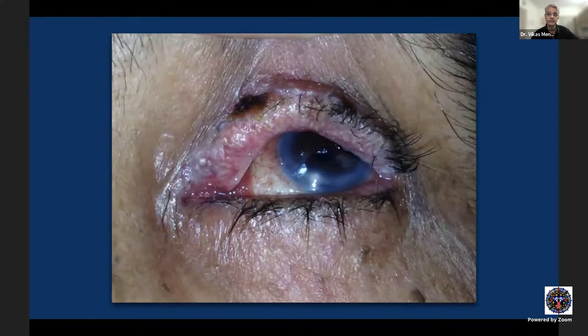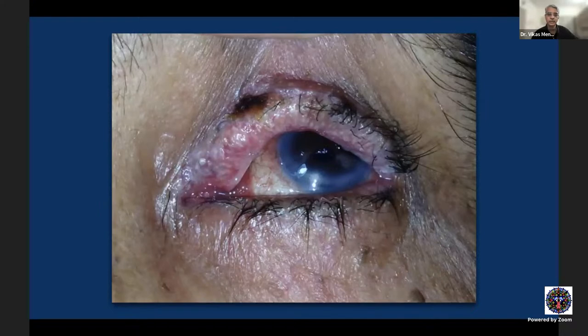Yes. And given a history that she's been on and off, lot of treatment, everything else has been tried. So what comes to your mind when you see such a diffuse thing? So it can be a pagetoid spread.